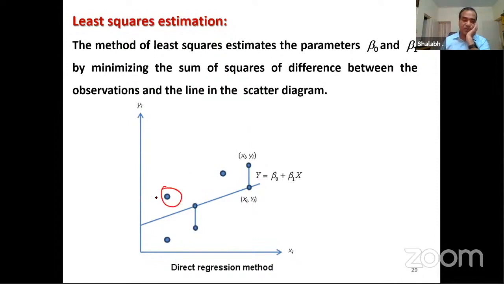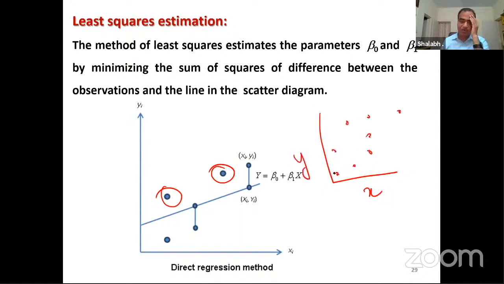Suppose these values are the observed values of the y's that you are observing in real life. If you have x here and y here, and you plot all these observations, it will look like this. What you really want is a model of the form y is equal to beta 0 plus beta 1 x, right? So this is going to be a linear equation, which may be like this.